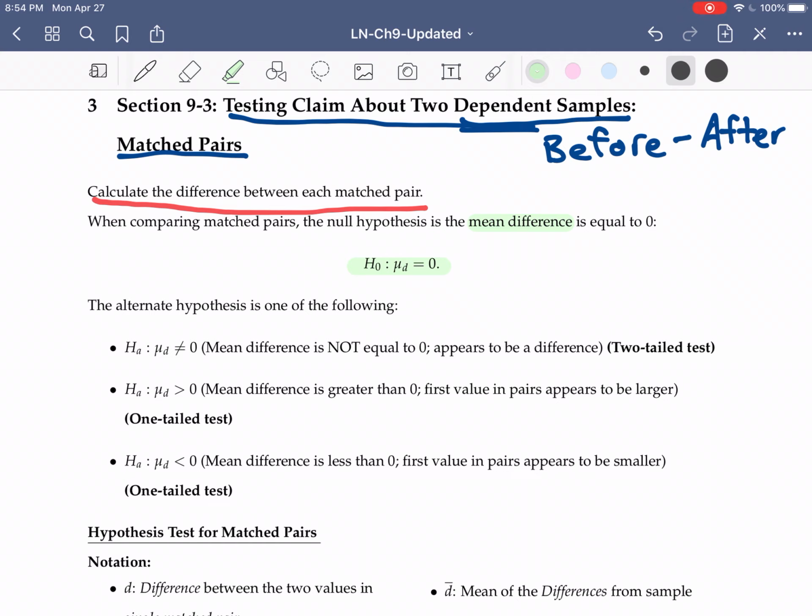Then the alternative hypothesis is either that it's not equal to 0, that it's greater than 0, or that it's less than 0. And so with the greater than 0, you're saying that the first value in those ordered pairs appears to be greater. If the mean difference is less than 0, you're saying the second value in those ordered pairs appears to be greater. When you say it's not equal to 0, you're just saying one of them is greater, whichever one it happens to be. You're not specifying that.